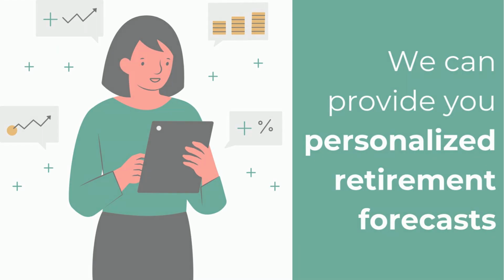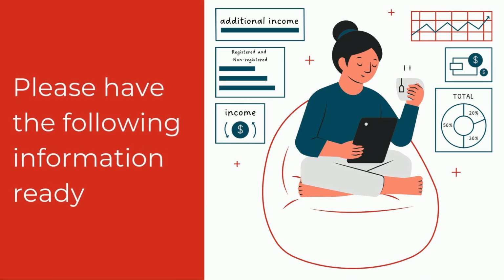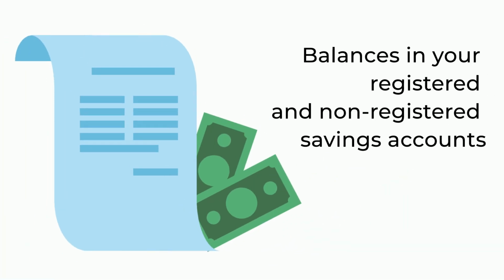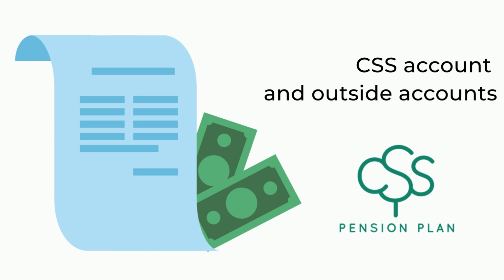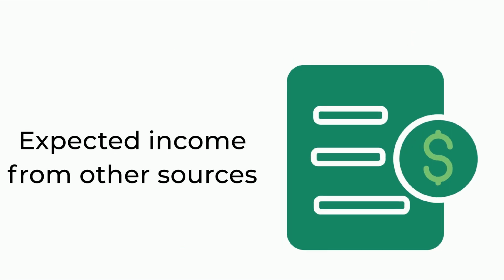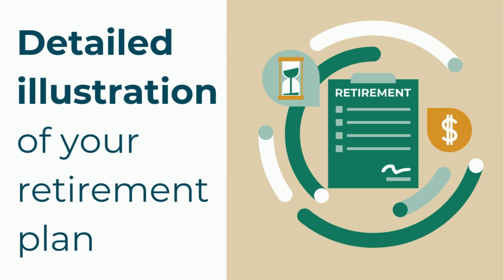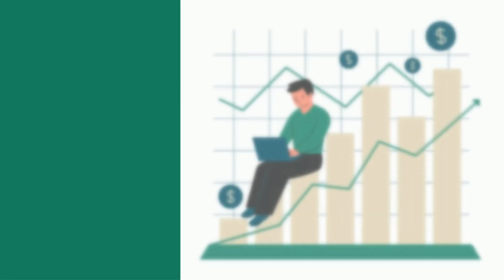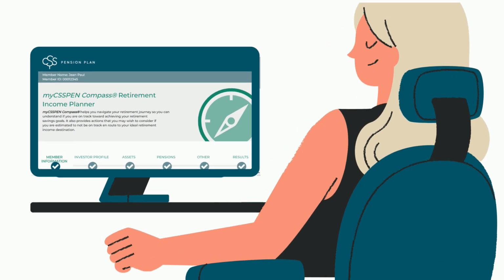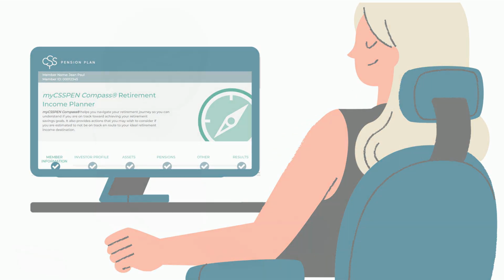To get started, please have the following information ready: your current income, balances in your registered and non-registered savings accounts, including your CSS account and outside accounts, and expected income from other sources, such as pensions or rental income. With this information, we can create a detailed illustration of your retirement plan. Please note that this is an estimate, and your actual retirement income may vary based on factors like investment returns and future contributions. Now let's start filling in the details of your retirement plan.